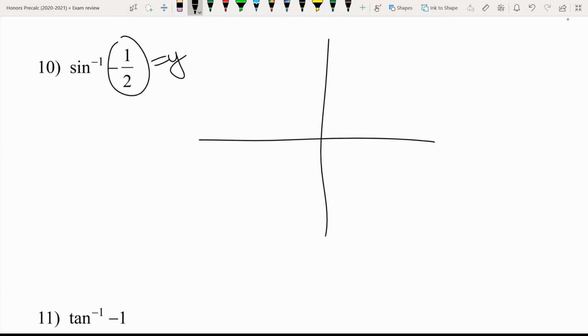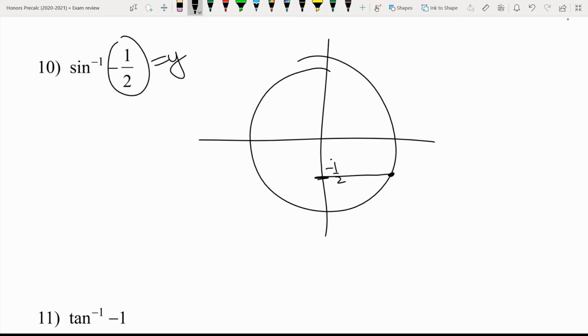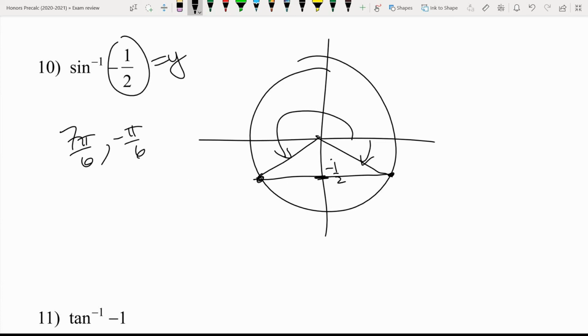So let's draw our little sketch here again. y, negative 1/2, it's down here. So if I'm looking for an angle that hits that, it would be this angle here, or it could be this angle over here. So acceptable angles would have been saying go all the way over here, that's 7 pi over 6, or this little angle here, which would have been a negative pi over 6.